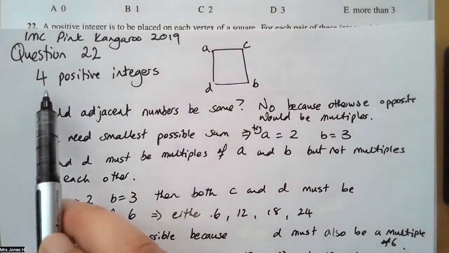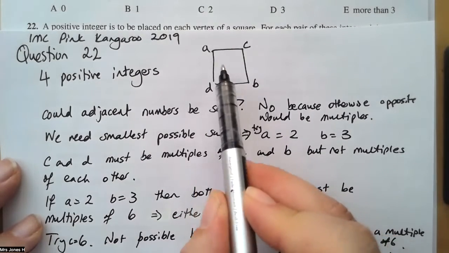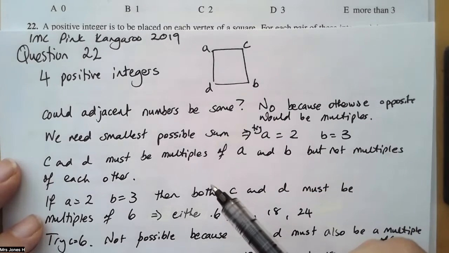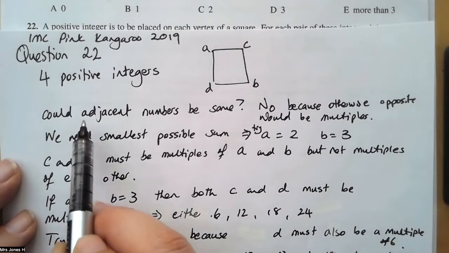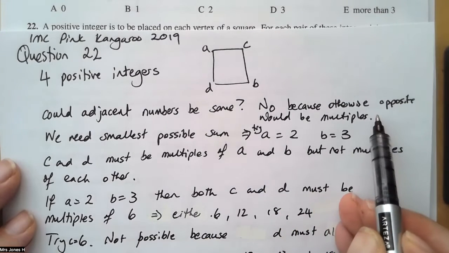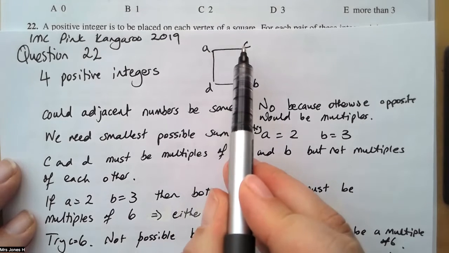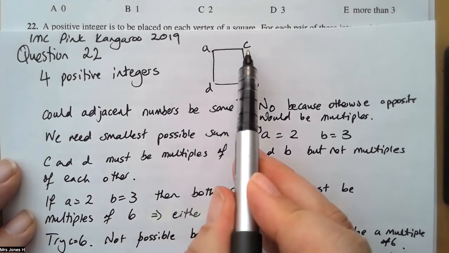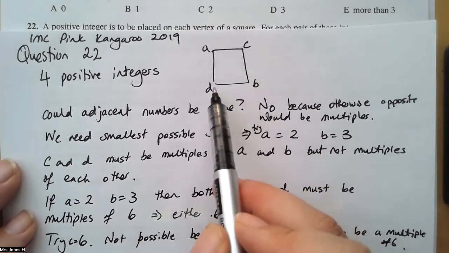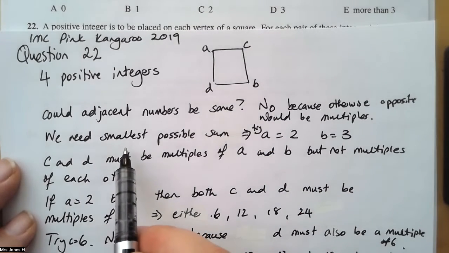So what I've done is I've said there need to be four positive integers. I'm going to say that A and B are diagonally opposite and C and D are diagonally opposite. And I thought about, could the adjacent numbers be the same? It wouldn't work, because otherwise the opposites would have to be multiples of each other. If A is a multiple of C and these two numbers are the same, then D will also have to be a multiple, and this can't work.